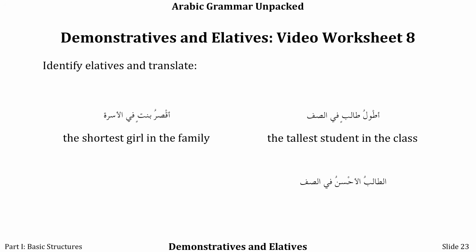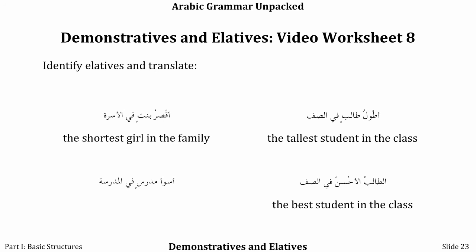In the third example, at-talib al-ahsan fis-saf. So this is a variant on the theme. It is okay to use the definite noun and then make the elative definite. This looks much more intuitive to an English speaker, the best student in the class, but isn't typically what a native speaker would say. A native speaker would be much more likely to say, ahsan talibin fis-saf, like that. But this is perfectly legal, and there's nothing wrong with it, and you will see it from time to time. As long as you make the noun and the elative definite and put them in the traditional noun-adjective word order, you'll be fine with this. So, the best student in the class.